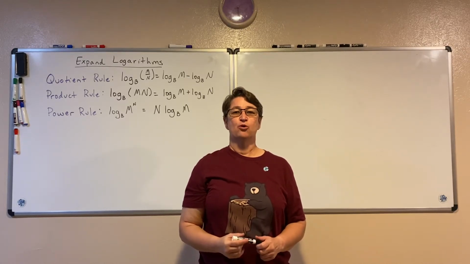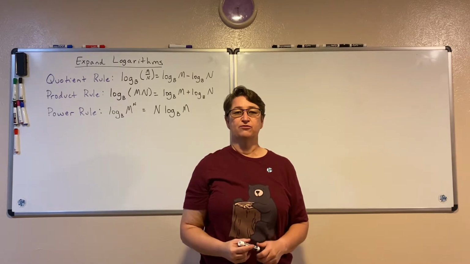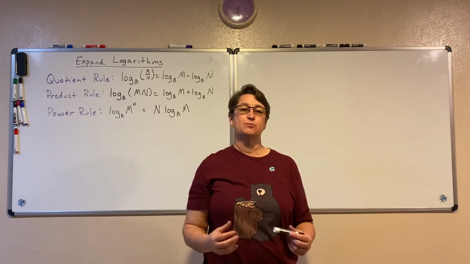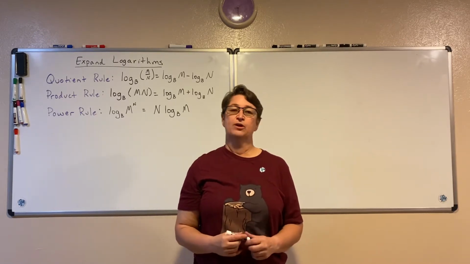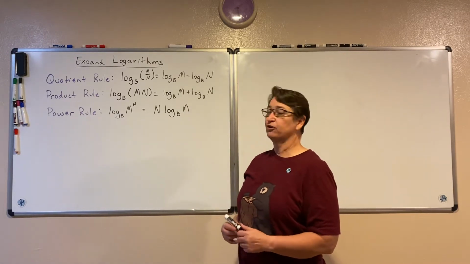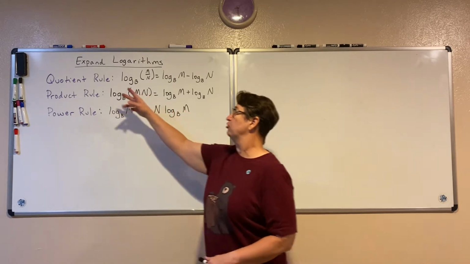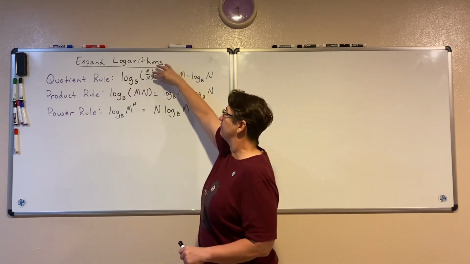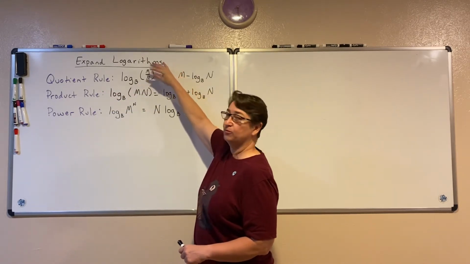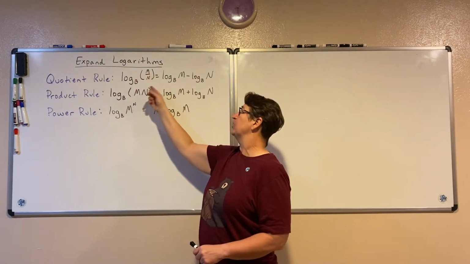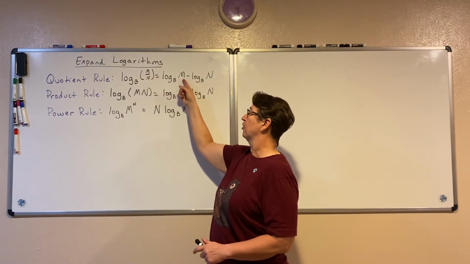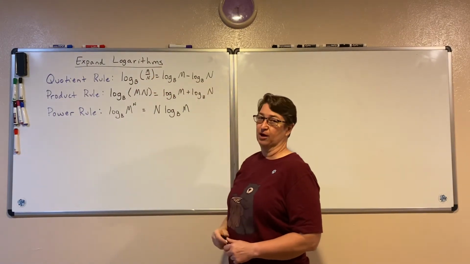In this video, we're going to use the properties of logarithms to help us expand those logarithms. So first we have these three rules or properties. The quotient rule says that when we have two numbers in the argument that are being divided, we can take the log of the numerator and subtract the log of the denominator.